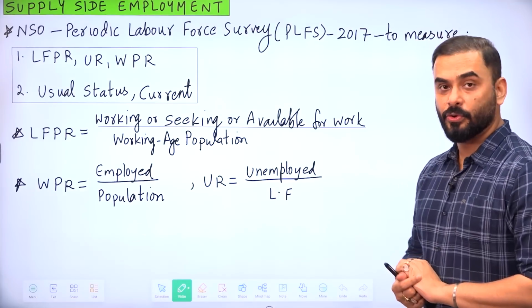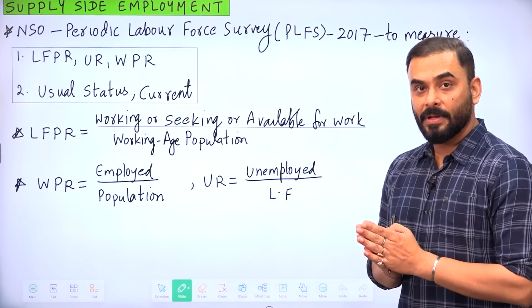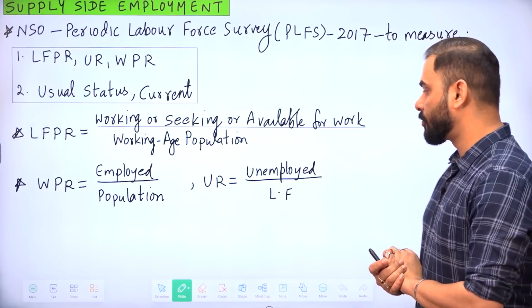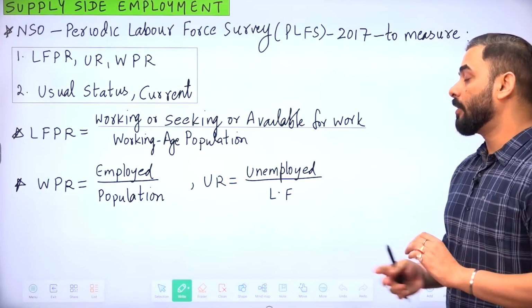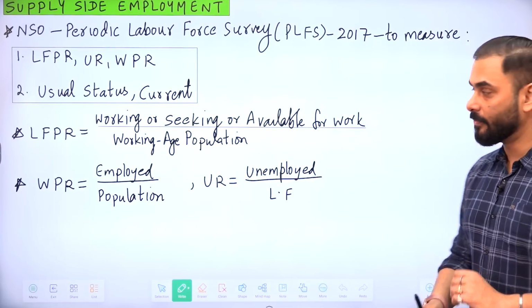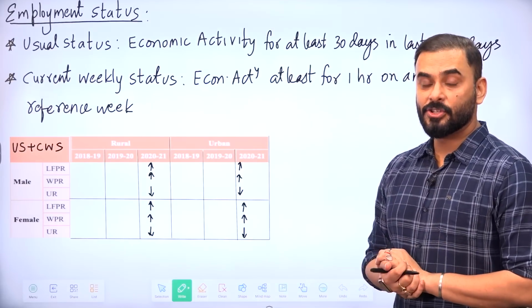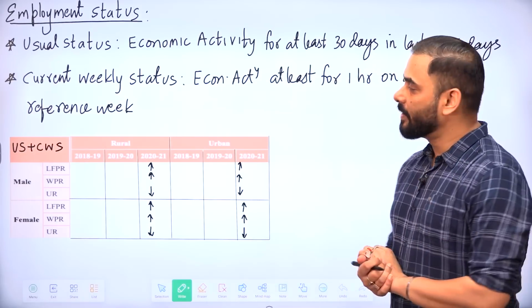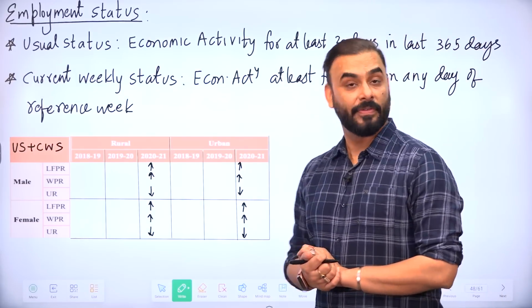Then we have another ratio called WPR, worker population ratio, which talks about how many people are employed out of the total population. And this ratio talks about the number of unemployed people out of the total labor force. Now, what is the method that NSO uses to measure employment? So two methods are used. First is usual status. Second is current weekly status.